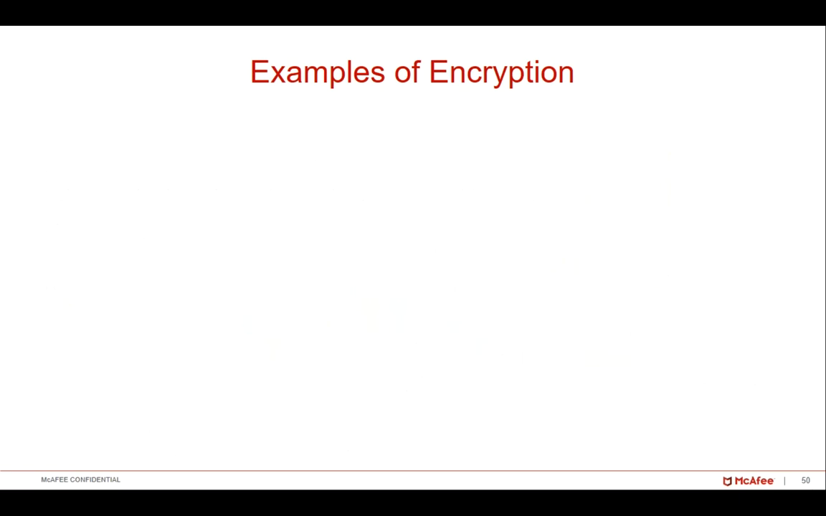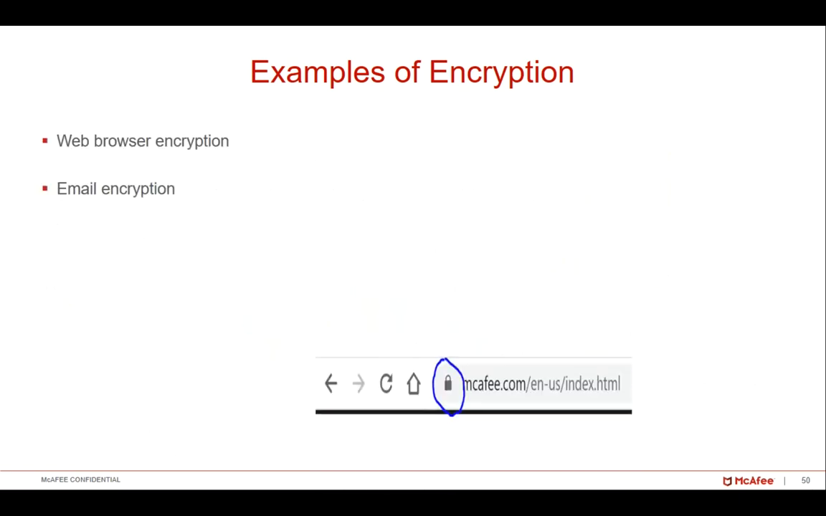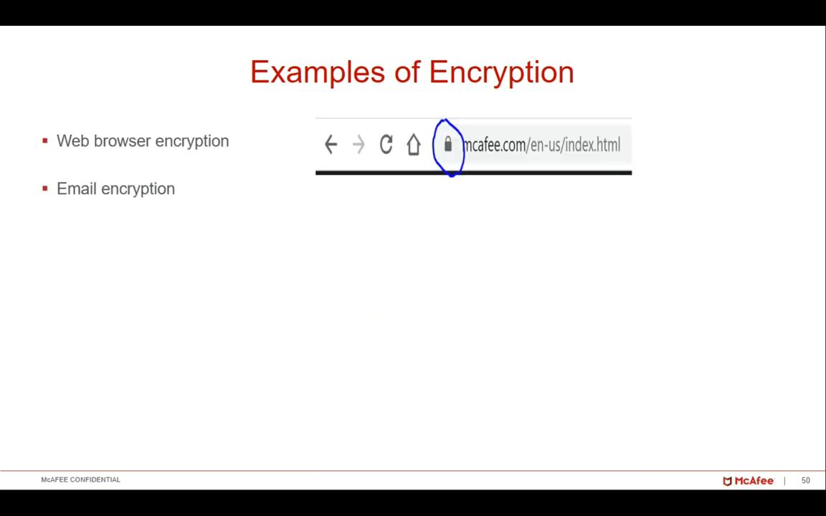So here, as we see pictographically, there is a plain text. It was converted to ciphertext, and then back to plain text using different keys. So, examples of encryption, right?